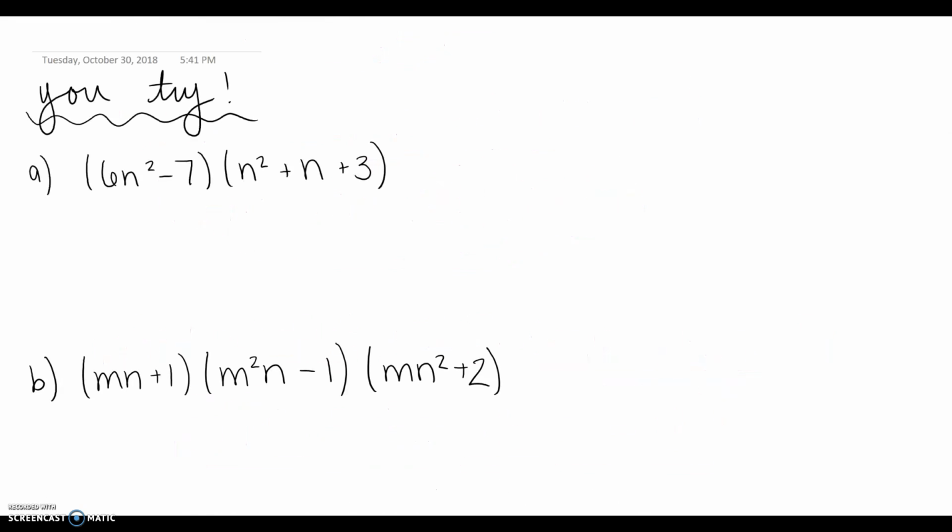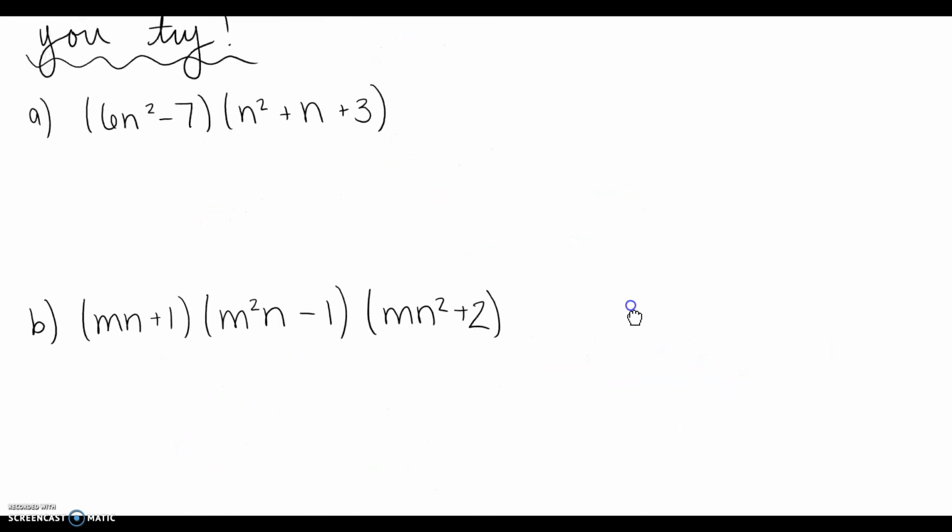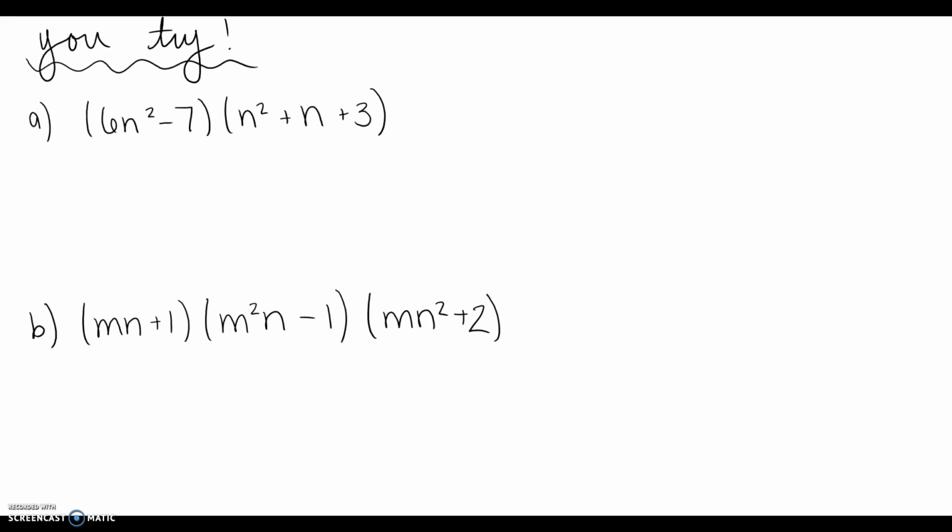So now we're going to do one more you try. I'd like you guys to try multiplying 6n squared minus 7 times n squared plus n plus 3, and then this mn fiasco afterwards. I'd pause the video at this time.